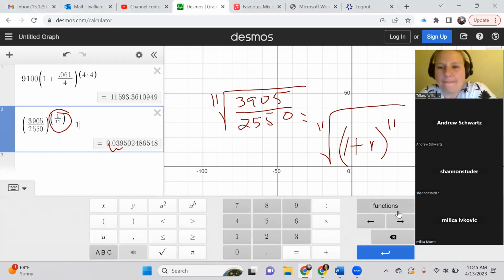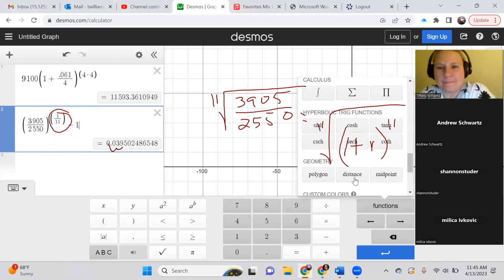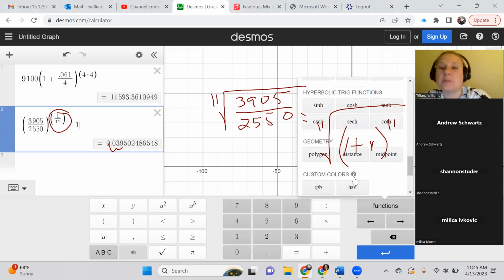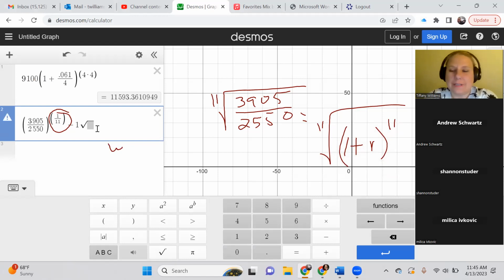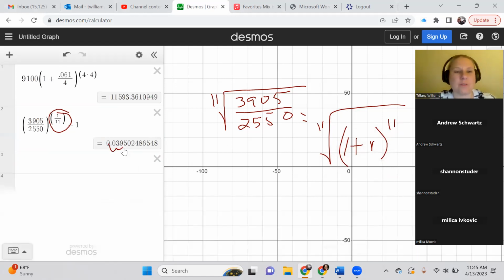So if you were able to do the 11th root, would it just be 3905 over 2550 equals 1 plus r? No, you have to subtract the 1, because we're actually solving for r. Yeah, so that's why we subtracted the 1 there.